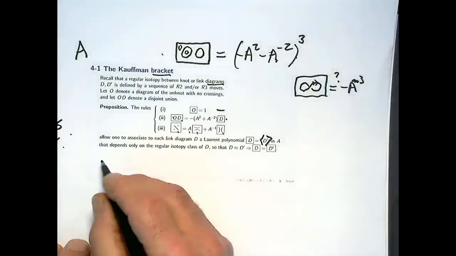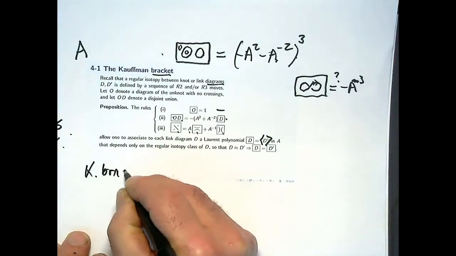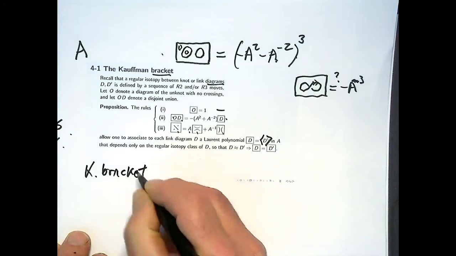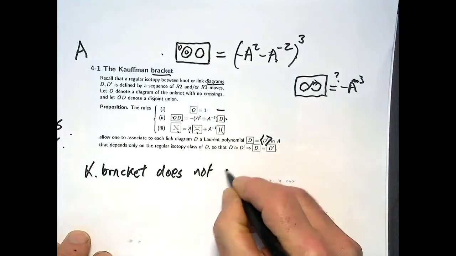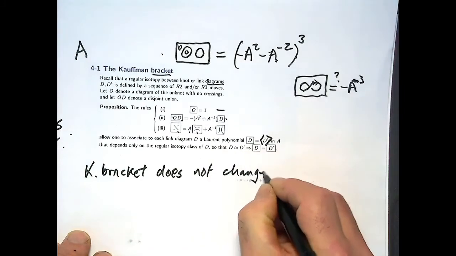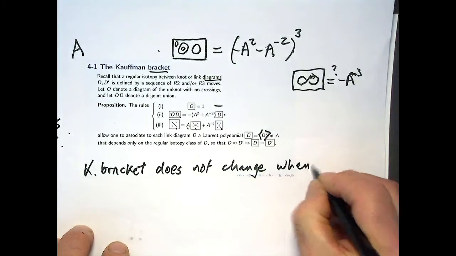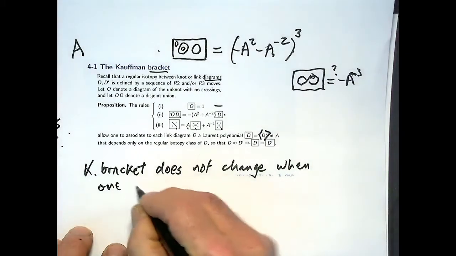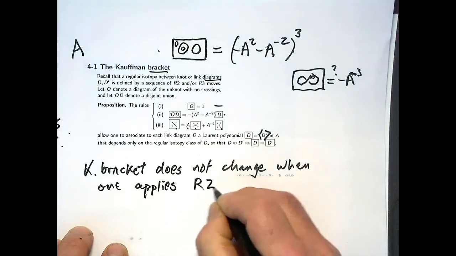So the key point is that the Kauffman bracket is invariant. So the Kauffman bracket does not change when you apply moves R2 and R3.